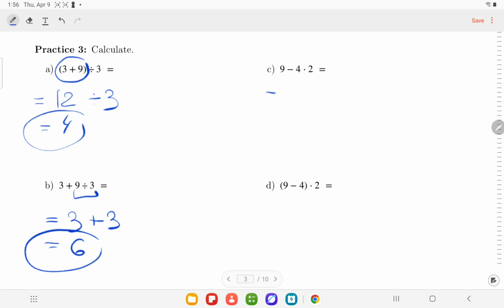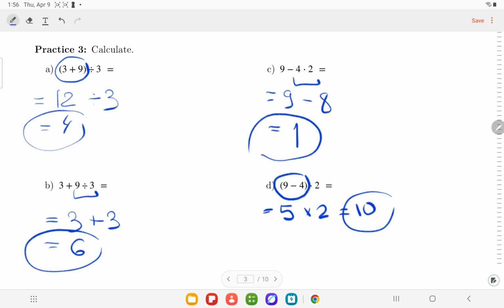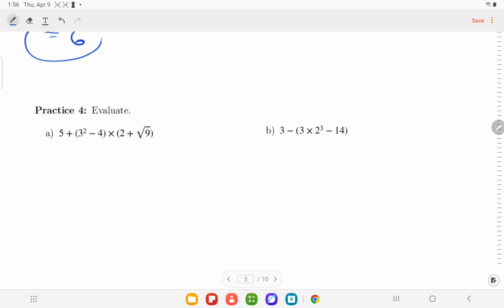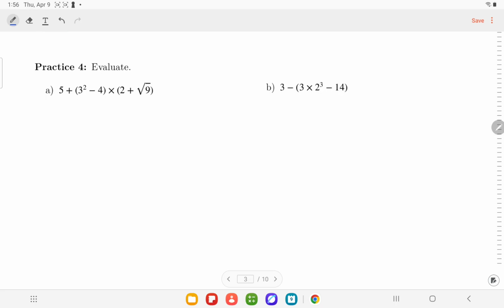For C, there are no brackets, so we're going to do the multiplication first. So 9 minus 8, and we end up with 1. But then if you add brackets, we have to do the 9 minus 4 first, which is 5 times 2 gives us 10. And once again, our answers are drastically different. Now we're going to get into some more complex stuff. So we're trying to follow BEDMAS.